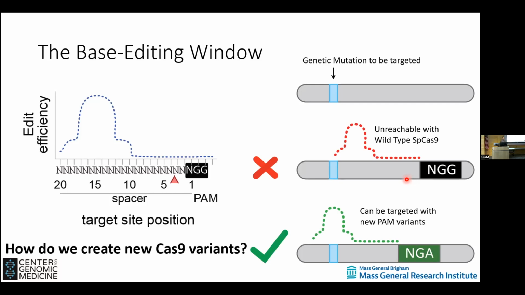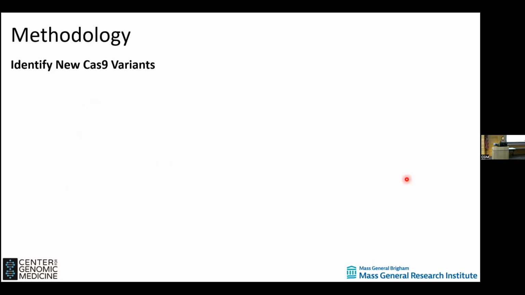So you might be asking, how do we create new Cas9 variants? And this starts with identifying them. And so the bit of methodology here in the Kleinstiver lab starts with mutagenesis of the Cas9, and more specifically the PAM interacting domain, this PID. And by changing amino acids at certain positions, we can actually adjust the PAM specificity of a Cas9 and make it target new PAMs other than the wild type NGG.